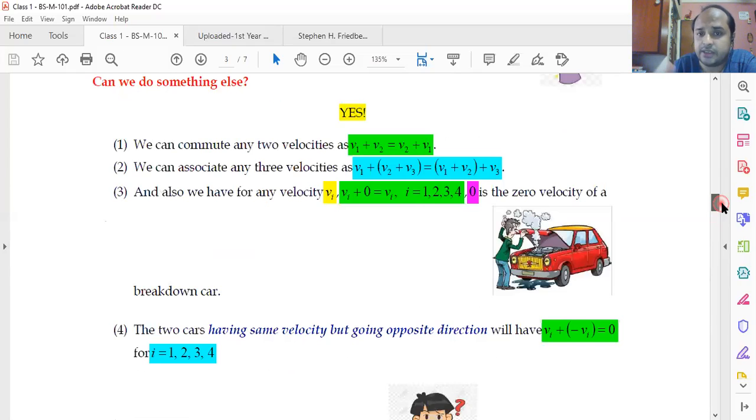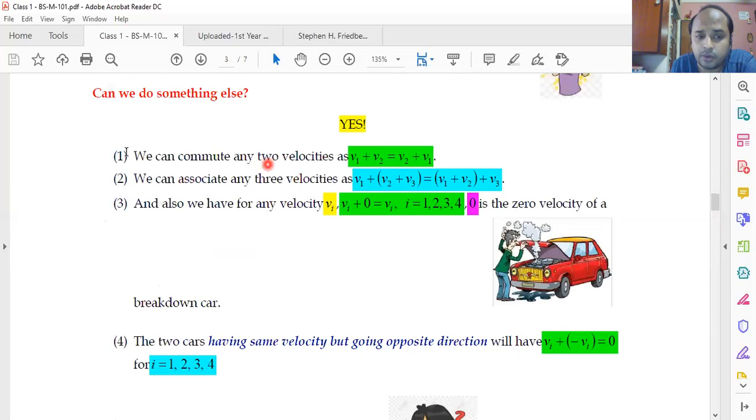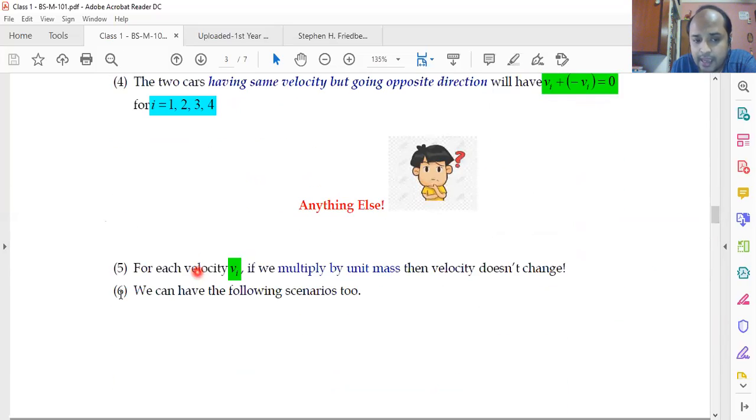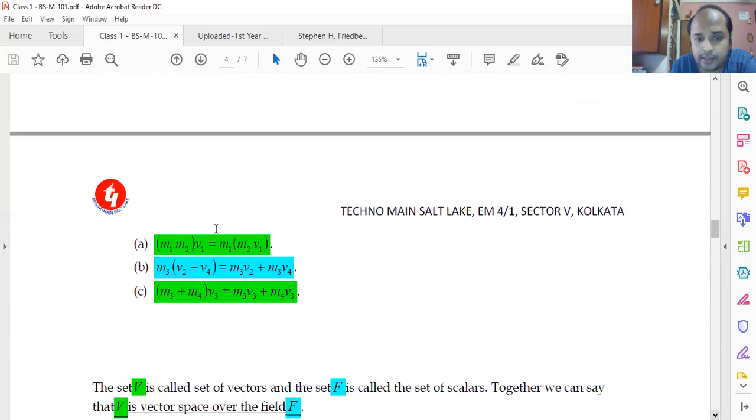So how many operations have I performed? I have performed 1, 2, 3, 4, so 4 operations are there. Then I have performed this operation 5. And under 6, we actually have 3 operations. So 6, 7, 8. These 8 operations are actually the rules which the physical set of vectors and scalars are satisfying.